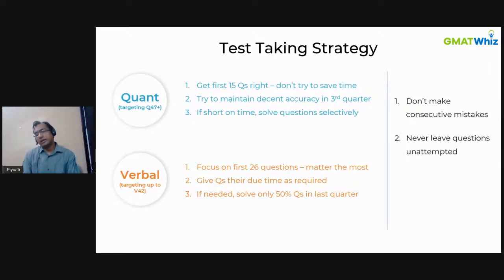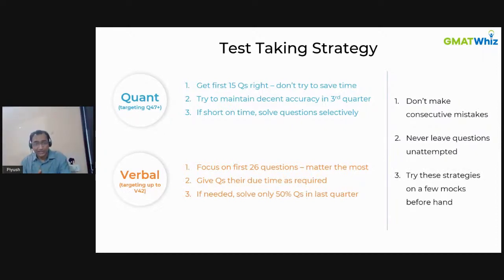Second thing that you should keep in mind is you should never leave questions unattempted on the GMAT. It's penalized heavily on the GMAT. If you are less on time, you should mark them randomly. Sometimes students end up with, let's say, 1 minute and there are 3 questions left. They do not attempt the questions. Don't do that. Randomly mark the questions, but don't leave them unattempted at all.